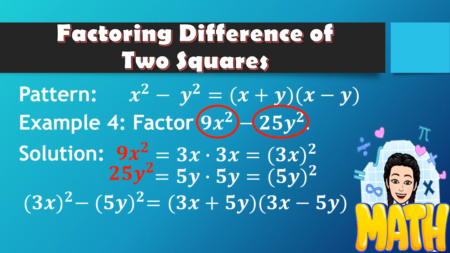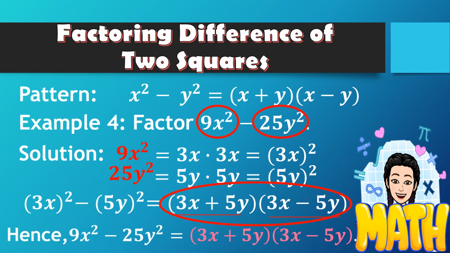Therefore, the factored form is the quantity 3x plus 5y times the quantity of 3x minus 5y. Hence, 9x squared minus 25y squared is equal to the product of the sum of 3x and 5y and the difference of 3x and 5y.